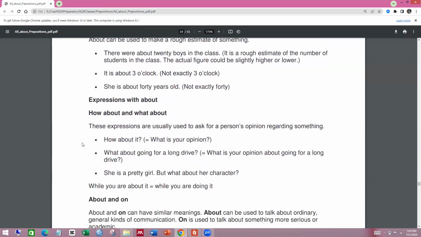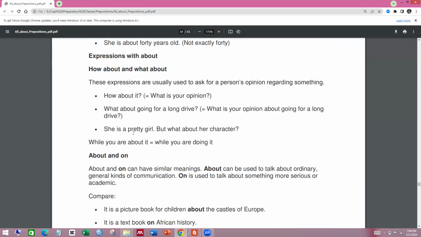Expressions with about: how about, and what about. These expressions are usually used to ask for a person's opinion regarding something. How about it? What's your opinion? What about going for a long drive? What is your opinion about going for a long drive? She is a pretty girl, but what about her character?